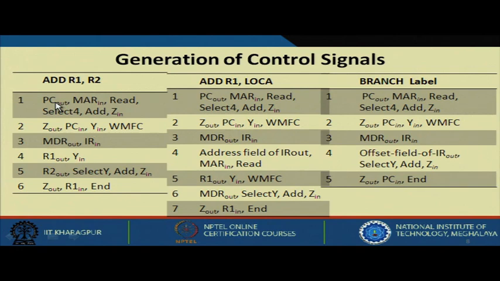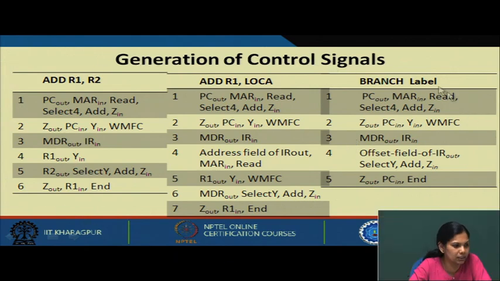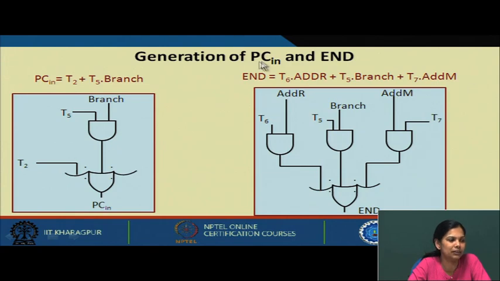Let us now see these three instructions together. These are the control signals required for add R1, R2; add R1, LOCA; and branch to a label. At various time steps the following control signals are getting generated. Based on only these three instructions, I will now generate the PC in and END signals using hardware control unit design.